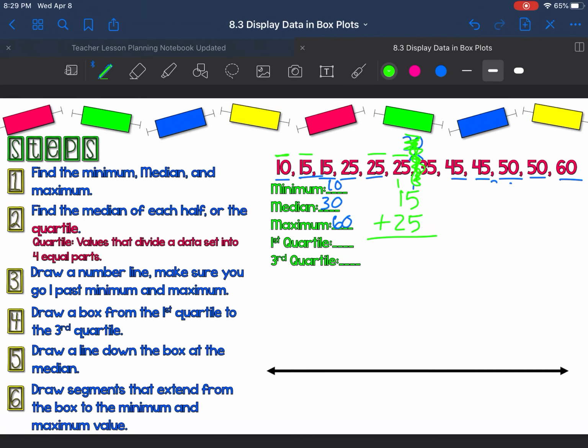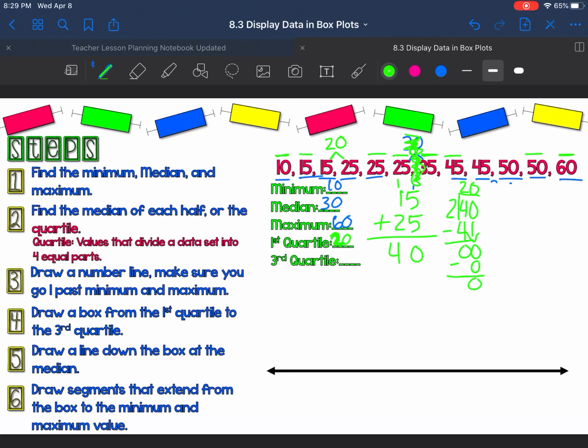So I'm going to do 15 plus 25. 5 plus 5 is 10. Carry the 1. 2 plus 1 is 3. Plus 1 is 4. So now I'm going to divide 40 by 2, which gives me 2. 4 minus 4 is 0. Bring that 0 down. 0 times 2 is 0. 0 minus 0 is 0. So my first quartile is 20.